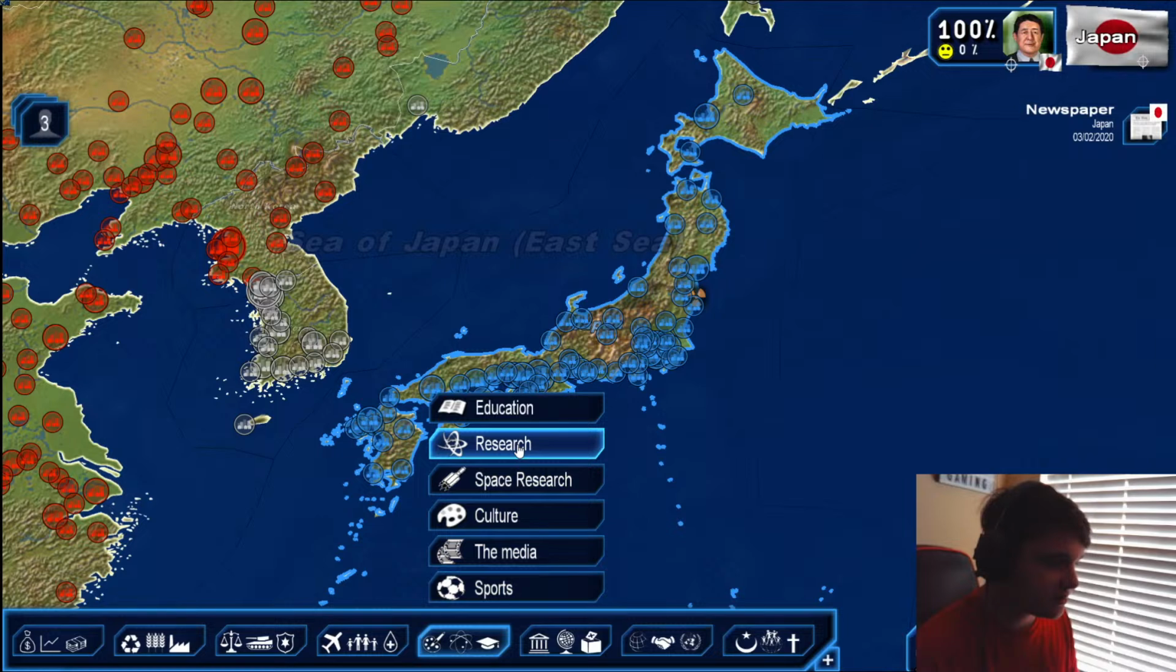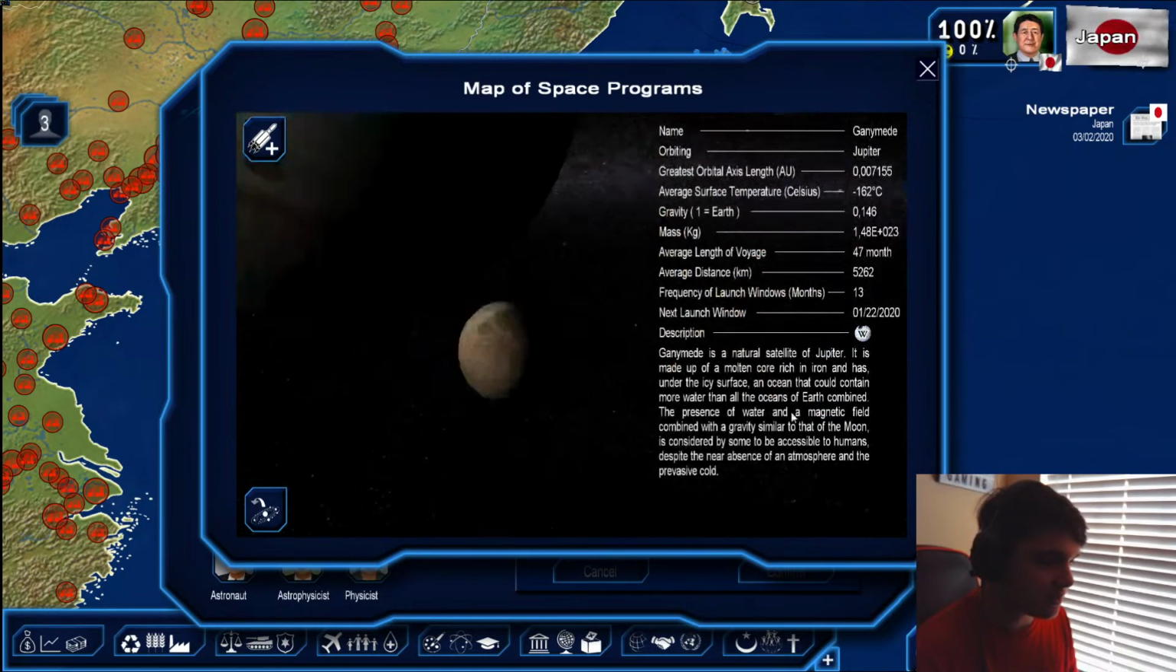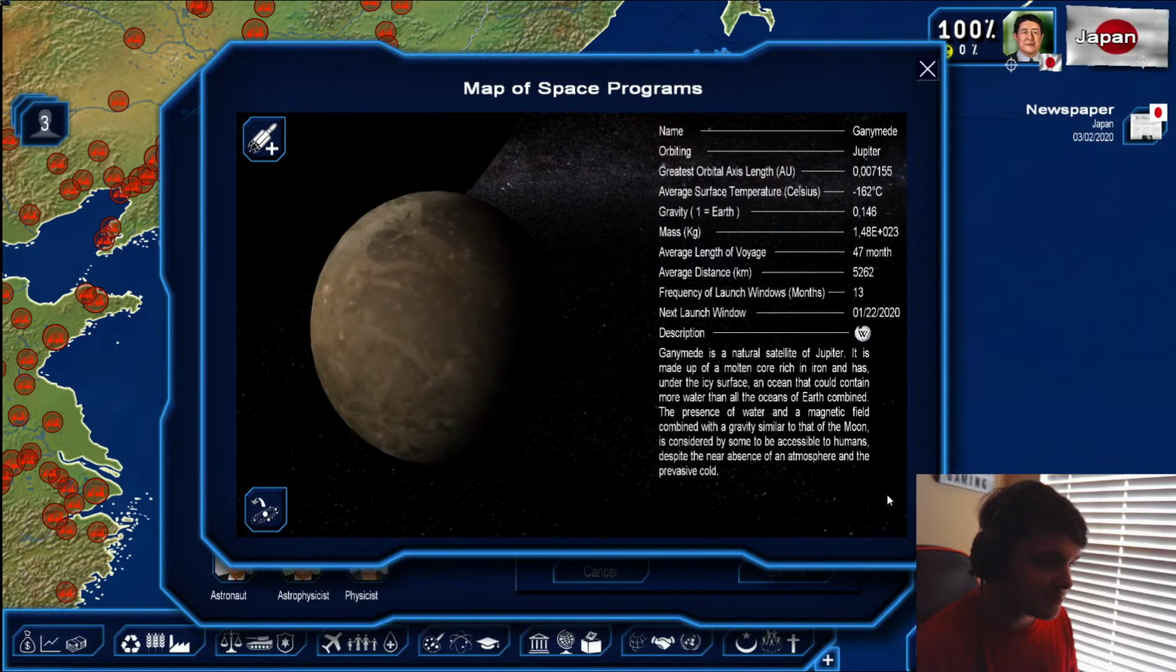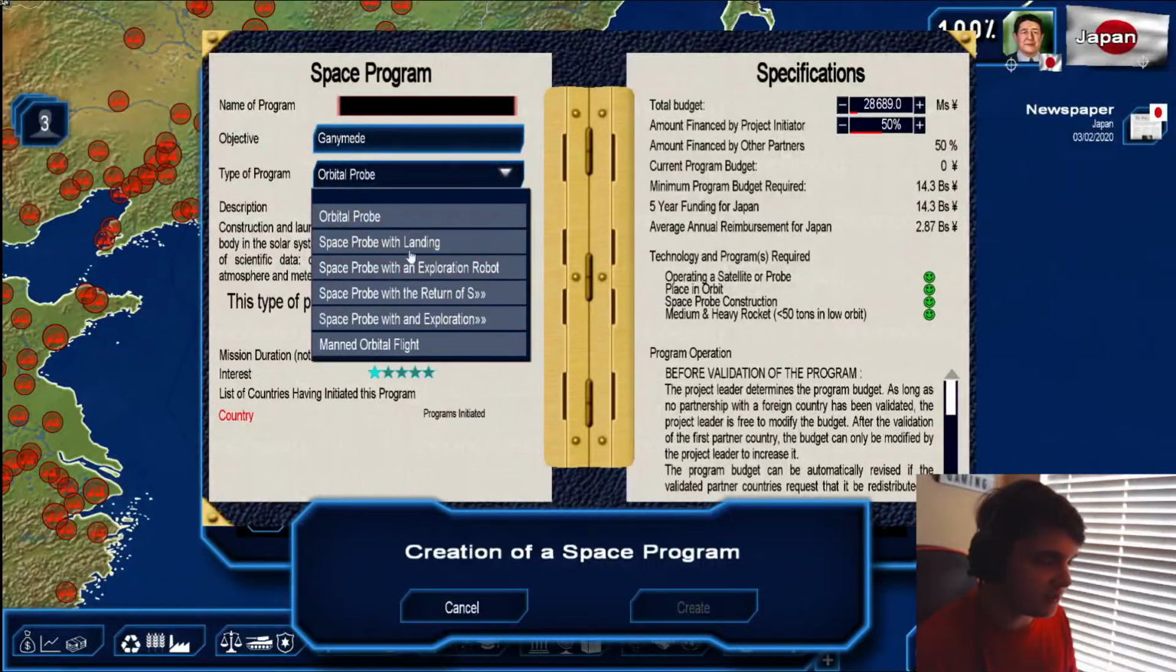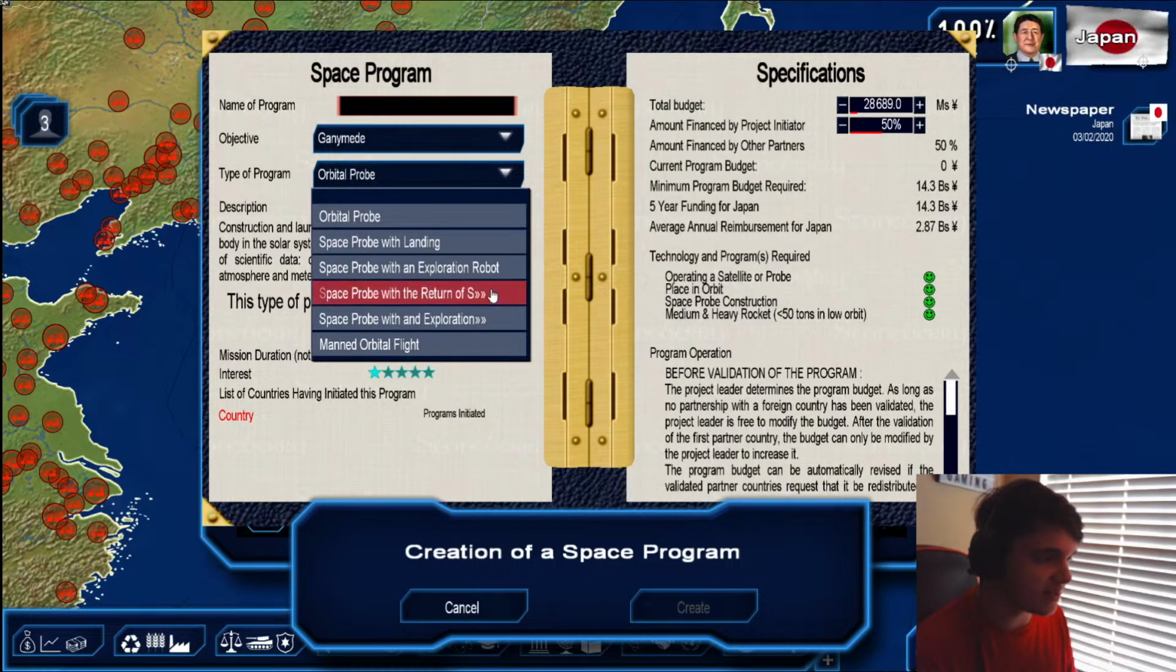Speaking of space, let's go over to space research. Let's go to map. Let's do Ganymede. Ganymede is a natural satellite of Jupiter, made up of a molten core rich in iron and has under its icy surface an ocean that could contain more water than all the oceans of Earth combined. The presence of water and a magnetic field combined with a gravity similar to that of the moon is considered by some to be accessible to humans despite the near absence of an atmosphere and a pervasive cold. So let's see what kind of missions we have on file for Ganymede. I actually didn't know that Ganymede had an atmosphere. Very interesting to know. I'm gonna have to confirm that later.